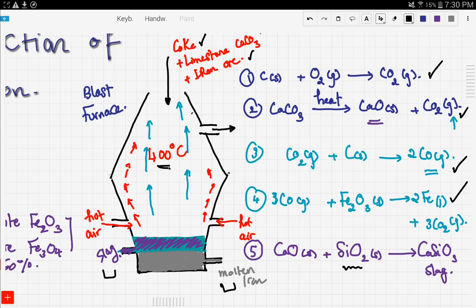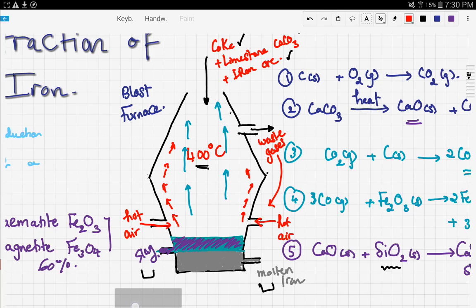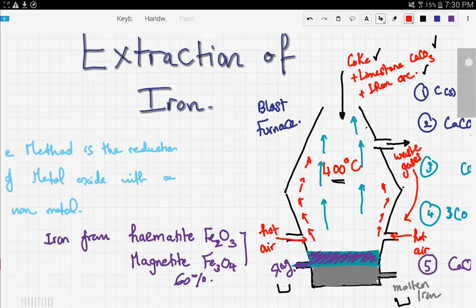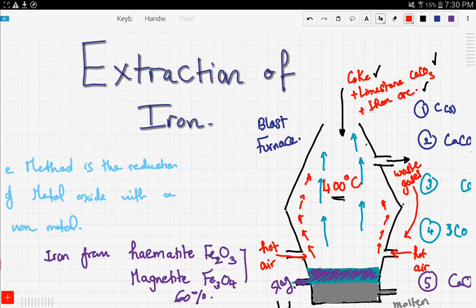One thing I forgot to mention is that here there are some waste gases, and those waste gases are used to further heat up the furnace. So these waste gases just go right here to heat up the whole process again. So nothing goes to waste. It's an economic procedure. So that's that for the extraction of iron.